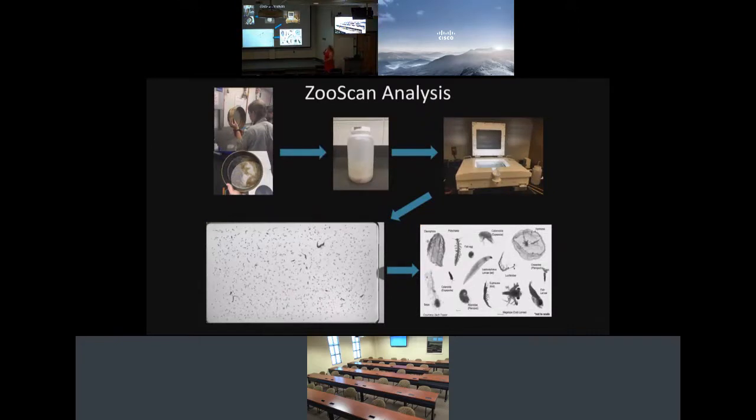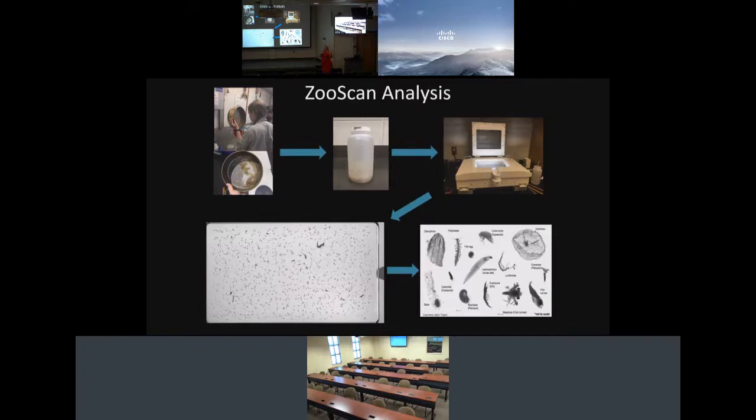So the first thing we have to do when we're building a model is we need to get data to input and parameterize it. And we had all these zooplankton samples collected by NERDA at different depth strata, but they have to be analyzed. And so a quick way to do this is to use something called a zooscan.